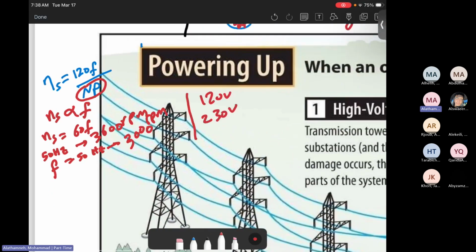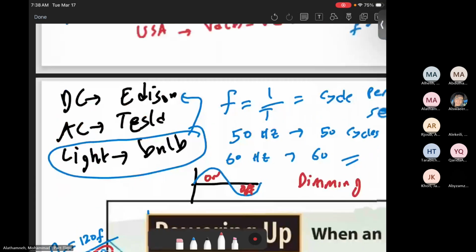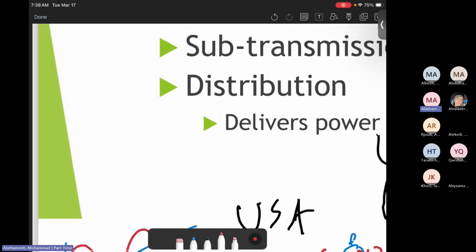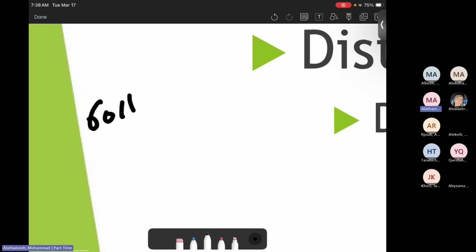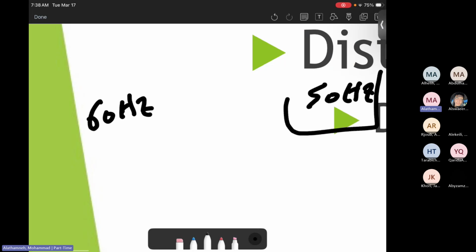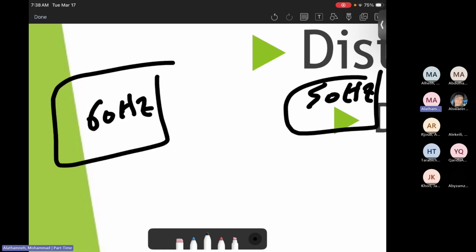Now another question: Eastern Japan and Western Japan are connected, right? But how are they connected? They have different frequency, different voltage. How can they be connected? So here is the 60 hertz and here is the 50 hertz. How is there a great connection between Eastern and Western?